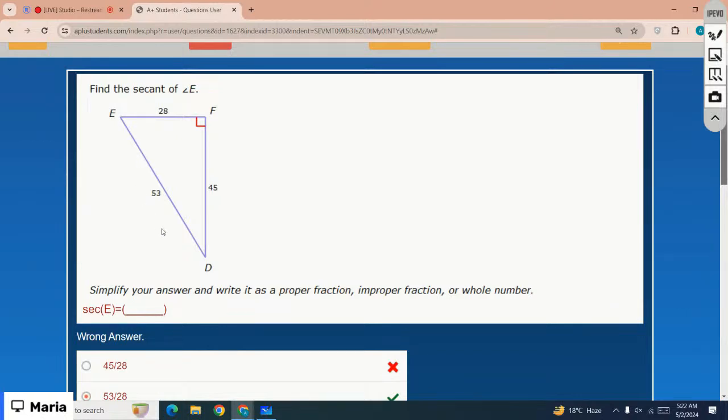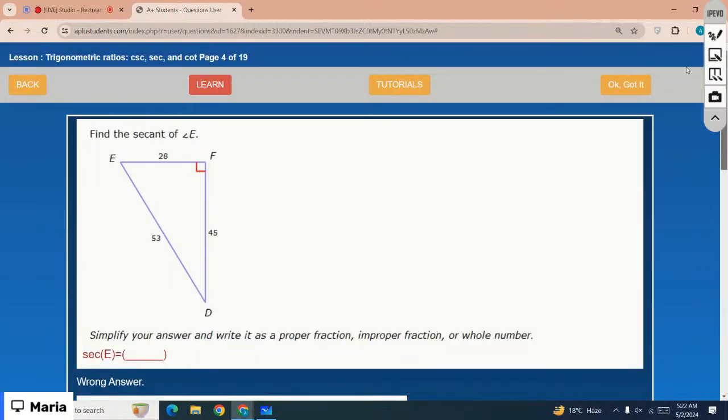Oh, hypotenuse is 53, right? That would be 53 over 48. Sorry, 53 over 28 is the correct option.